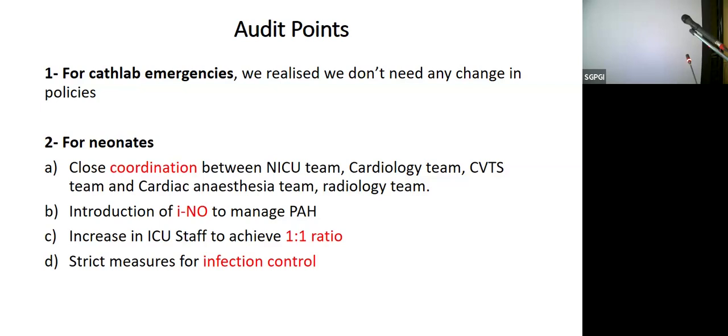Third, with the introduction of inhalatory NO, we are getting results. We should start using it more frequently, and we have to see in how many ways we can use it for a positive result. Next, we have to increase the ICU staff ratio. A 1:1 ratio should be there to avoid cross-infection, for better attentiveness to the patient. Last, but the most important, infection control, because our major challenge for congenital surgeries was infection control and inflammation.